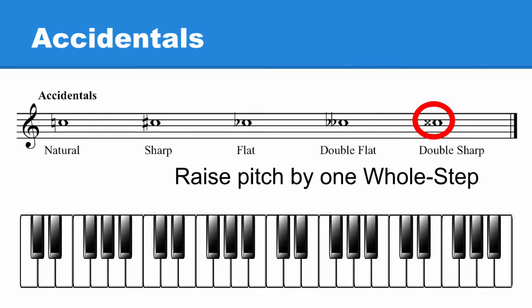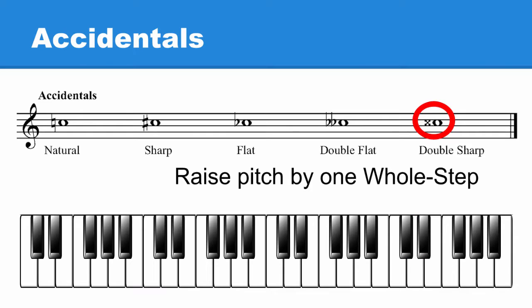And lastly, the double sharp. The double sharp raises the pitch by 1 whole step. So if we started on C and wanted to play C double sharp, we would go up 2 half steps. This would be a C double sharp.